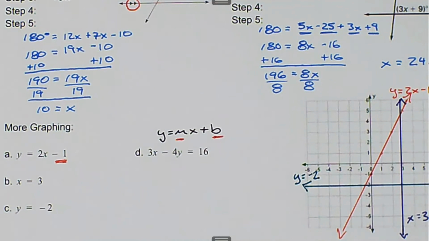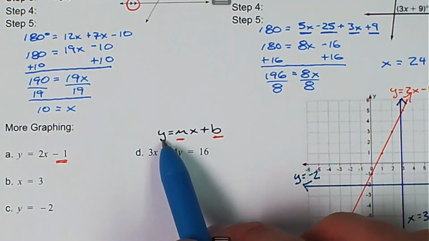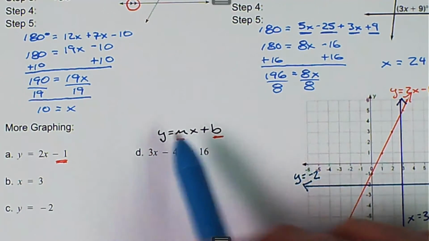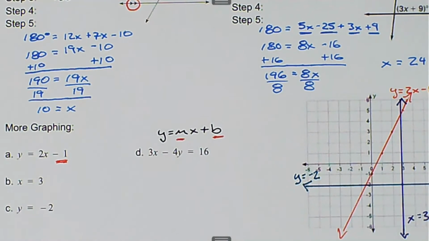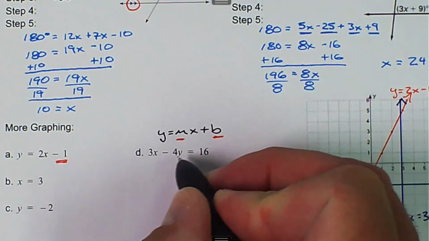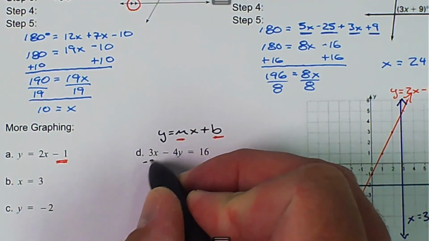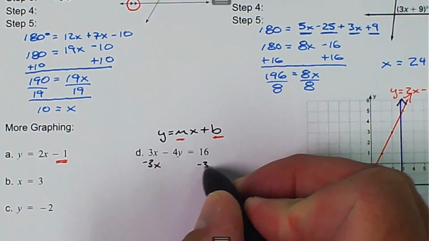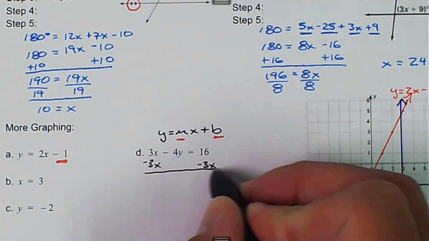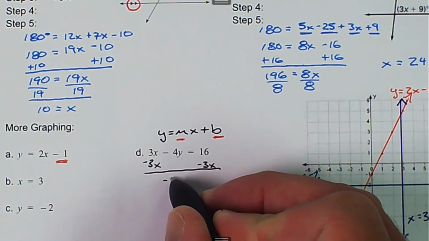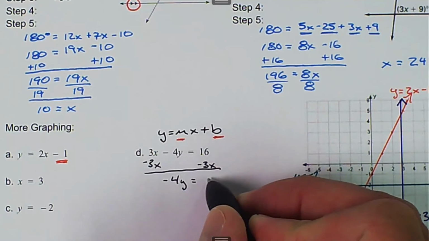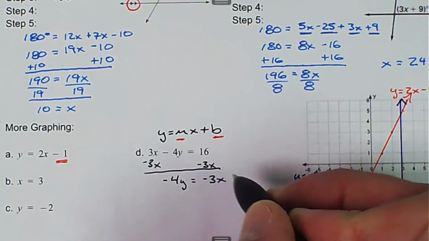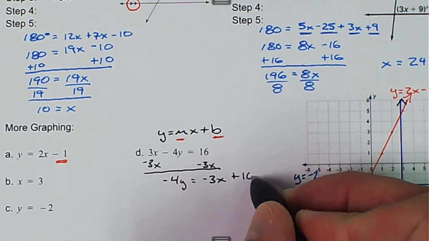And the last one, this is not in a form that we like, so we want to write it so we get the y by itself. So we have to solve this to get y by itself. The first thing I want to do is get everything away from the y. So we'll subtract 3x from both sides for the subtraction property of equality. And we get -4y is equal to -3x plus 16.